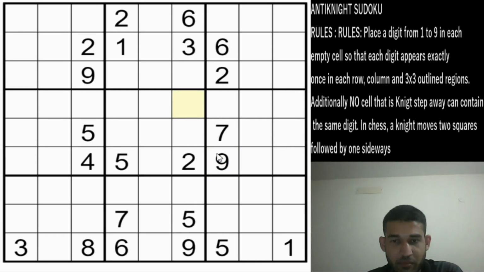Now a knight's move is defined by 2 moves in any direction followed by 1 move in the perpendicular direction. So we can go 2 moves in this direction, for example, and in the perpendicular direction we can go 1 move. So a 9 cannot be here. Similarly, a 9 cannot be here. You can go 2 moves in this direction and 1 move in the perpendicular direction. So it cannot be here. It's similar to a chess knight. If you are aware of how a chess knight moves, this should be easy to follow for you. So a 9 cannot be in this cell, in this cell, in this cell, in this cell and this cell. So those are the rules. With that, we'll solve this Sudoku.